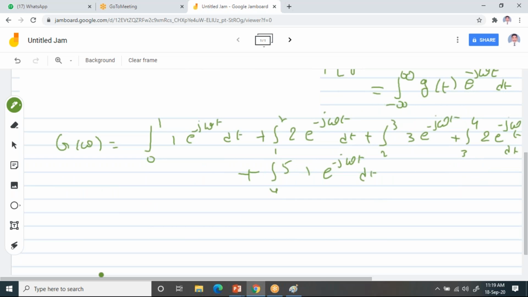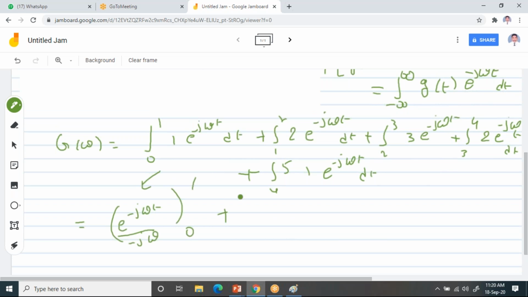Now I'll show it. So you can write e power minus j omega t for this part. I can write it like this over the limits 0 to 1. Like that, you write all the limits, you simplify it, then you will get the Fourier transform of this staircase. I hope you can solve this integration very easily.